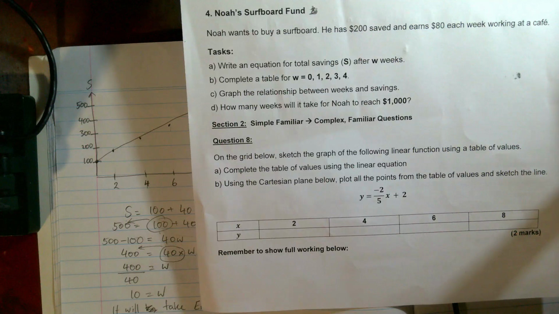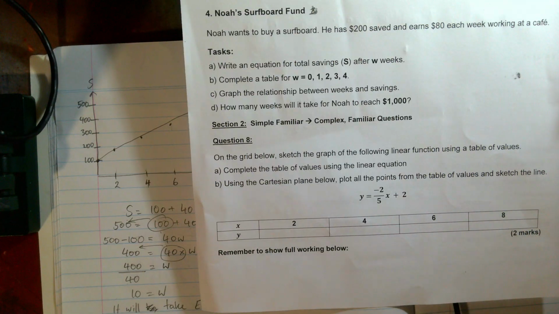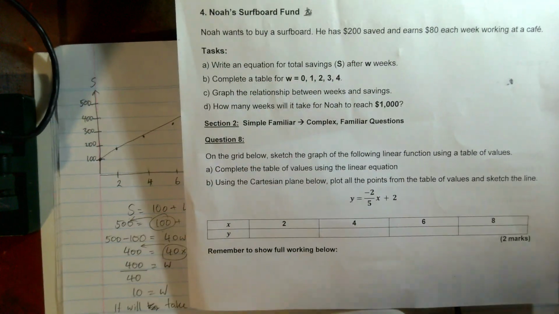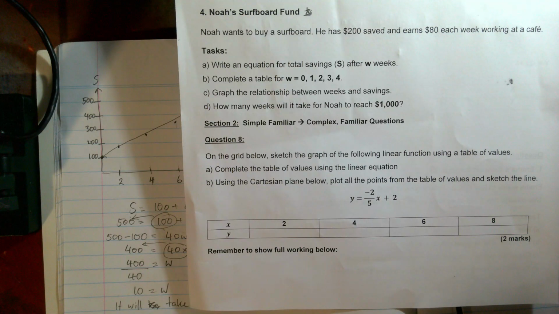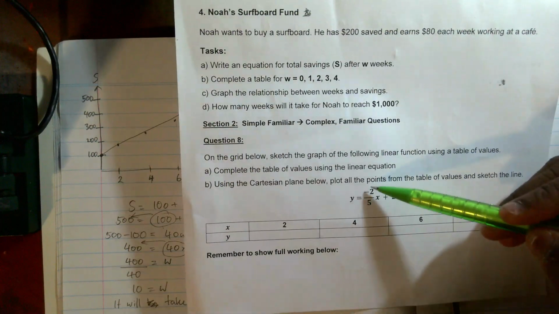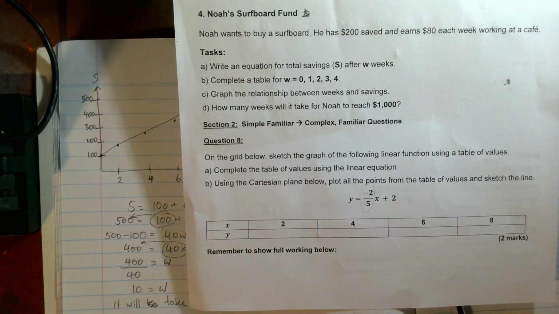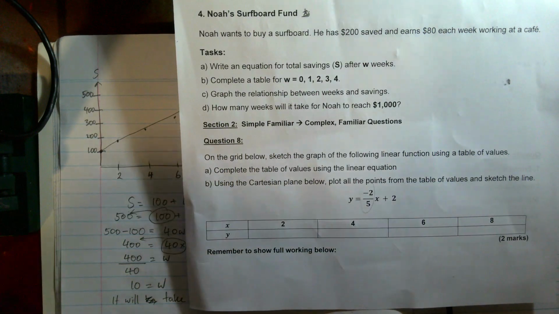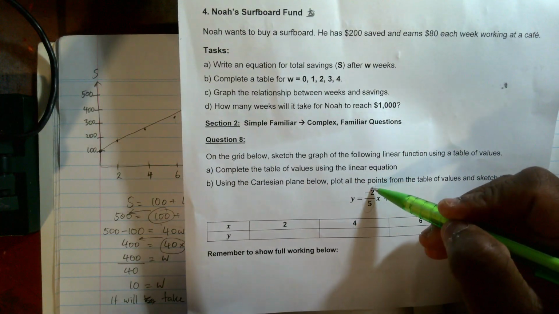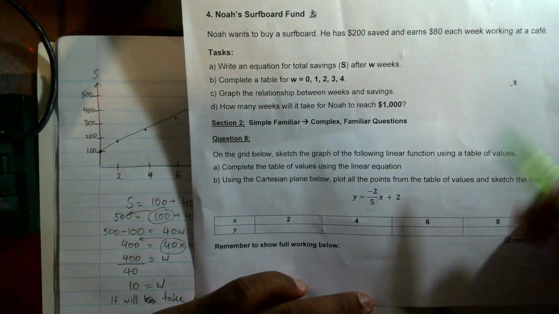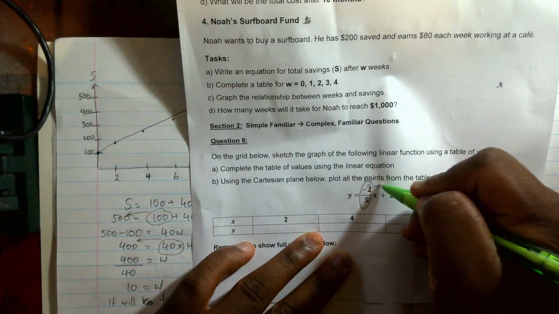Alright, question 8 says, on the grid below, sketch the graph for the following linear functions using the table of values. Ta-da! And then, using the Cartesian plane below, plot all points from the table of values and sketch the line. Which is pretty straightforward, except for the fact that we've got this fraction. That's the only thing that makes it different. So let's look at what happens when you've got a fractional gradient, because that is negative 2 over 5. This would be our m value.